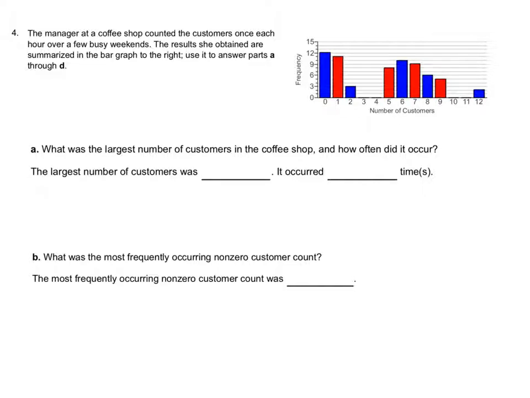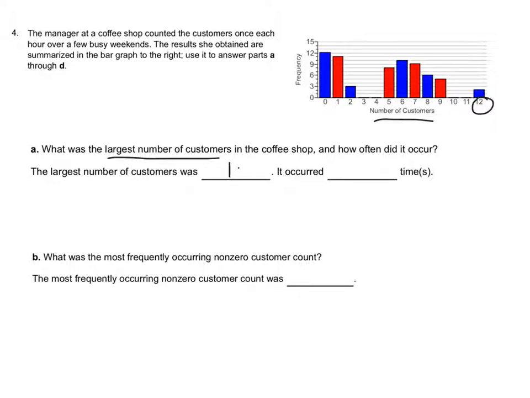Part A. What was the largest number of customers in the coffee shop and how often did it occur? So we'll go to the graph, and the frequency is on the vertical axis and the number of customers is on the horizontal axis. So we're looking for the largest number of customers. So that means we're going to go to our horizontal axis and then just find the largest number of customers, and that would be 12.